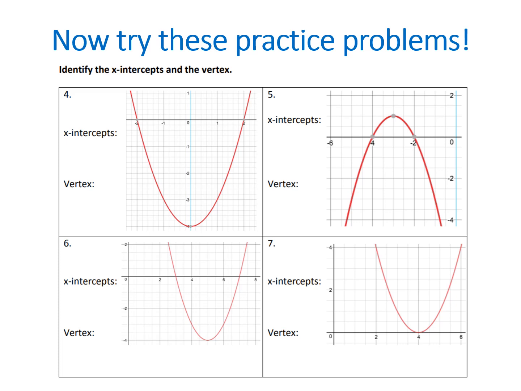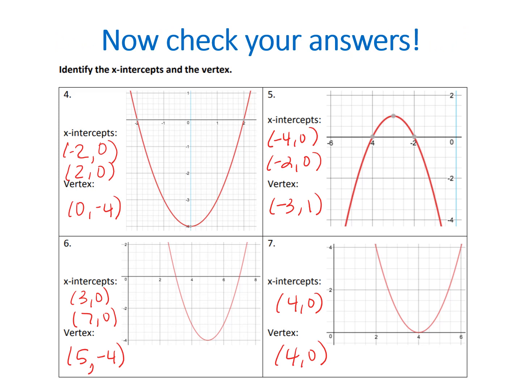Okay, I'm going to move on to the next slide so you can check your answers. If you need more time, press pause. Here are my four answers to the practice problems. Notice I have listed all the x-intercepts as ordered pairs with the y-coordinate being zero. And as I mentioned, if you look at question number 7, there is only one x-intercept. It only touches the x-axis here. It does not cross twice like in the other 3 examples.